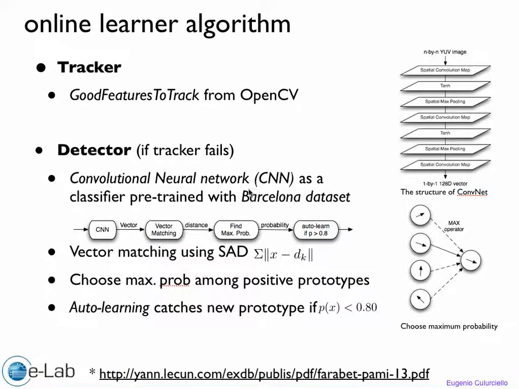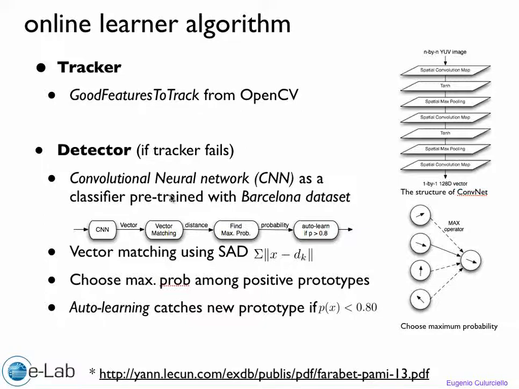So I was saying the components of the online learning algorithm are basically two. There's a tracker. This is basically the good features to track from OpenCV that was embedded in our system, and there's also a detector, or a neural network. So if the tracker fails, you will use the detector to reinitialize it.